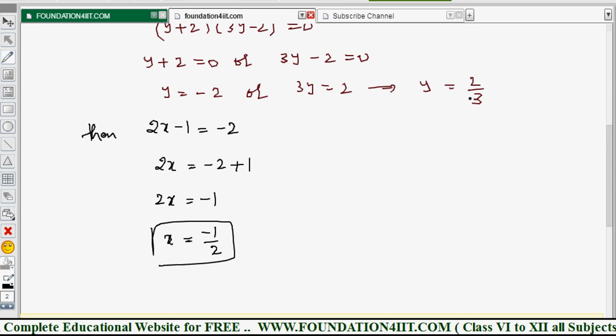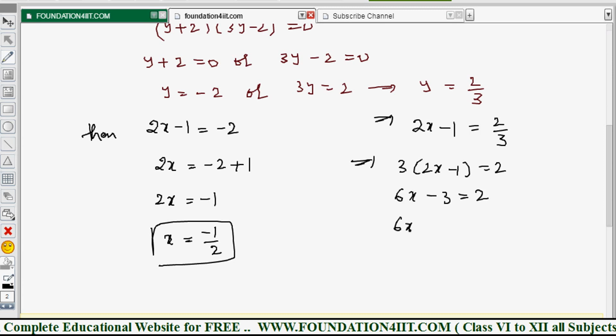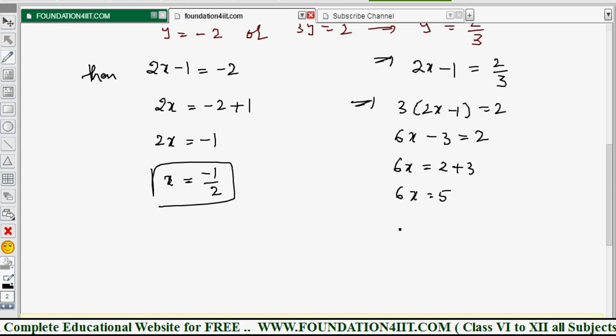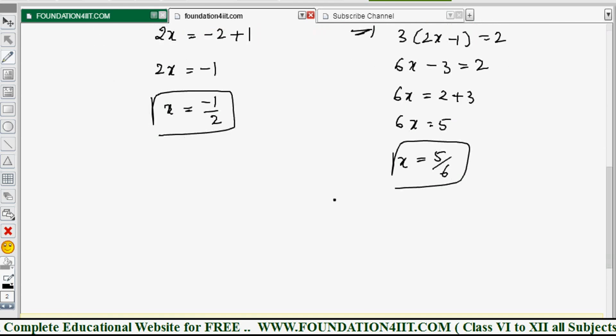And here y is 2 by 3. So actually 2x minus 1 is equal to 2 by 3. To simplify this, take the 3 to the left-hand side and multiply. So 3 into (2x minus 1) is equal to 2. That is 6x minus 3 is equal to 2. So 6x is equal to 2 plus 3, 6x is equal to 5. From this x is equal to 5 divided by 6. Okay, we got two answers: one is minus 1 by 2 and the other is 5 by 6.